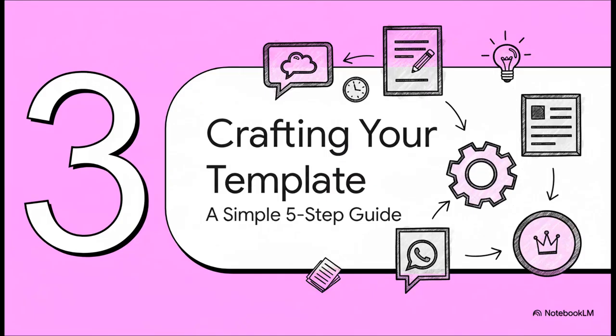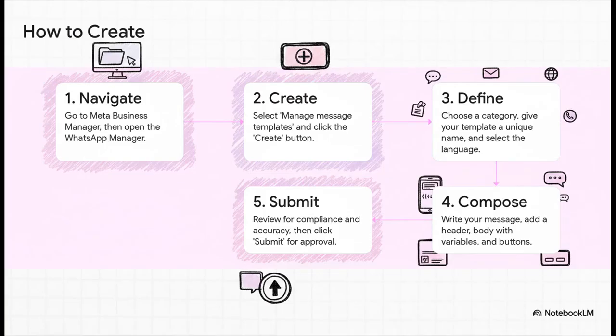All right, enough theory. Let's get practical, right? It's time to go from knowing to doing, with a super simple 5-step guide to creating your very first template. And honestly, the process is pretty straightforward. You'll just hop into your Meta Business Manager, head over to the WhatsApp section, and click Create. From there, you just fill in the details. Pick a category, give it a name, then you write your message, pop in some variables for personalization, add any buttons you want, and boom, you send it off for approval. The whole thing is designed to be really user-friendly.